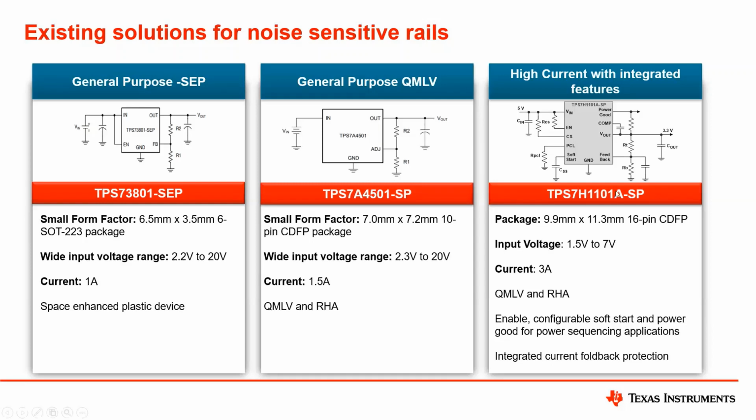So you have enable, configurable soft start, and power good for sequencing applications, as well as an integrated protection feature called current fallback protection. So again, depending on your needs, if you're looking for small form factor and wide input voltage, you can leverage our general purpose LDOs, or if you're looking for something with higher current and more integrated features, you can certainly look to leverage the 7H1101A. We'll talk a little bit about the performance in just a second.